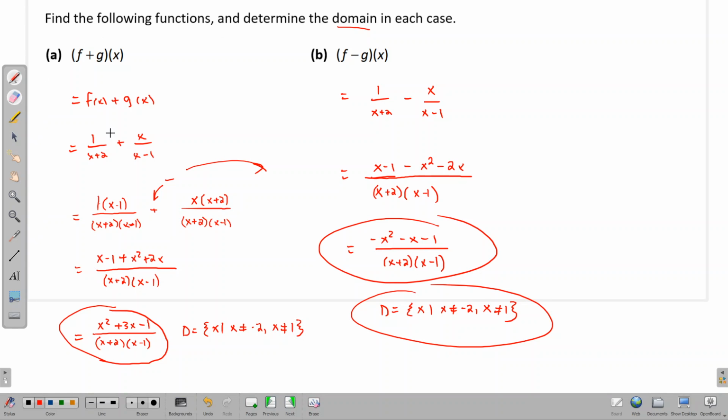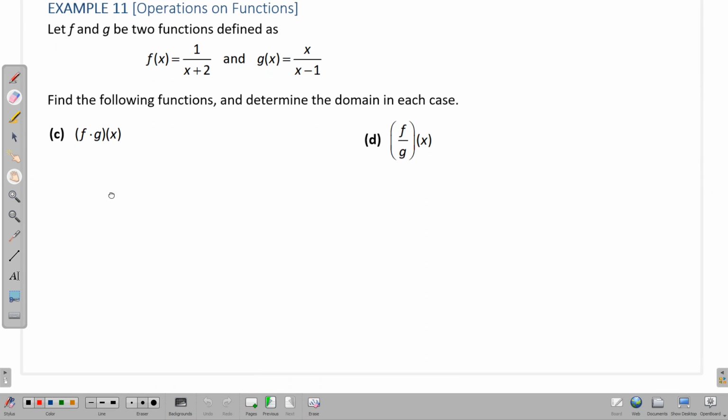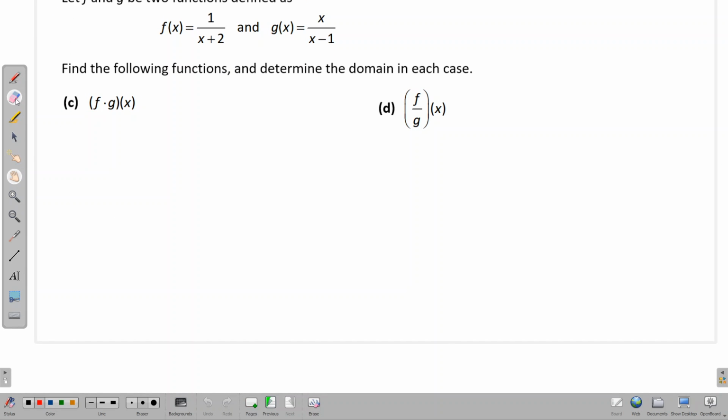All right, so that handles addition and subtraction. Let's look at multiplication and division. It turns out multiplication is going to be easier. Really, both of them are easier. So this definition is f of x times g of x, pointwise multiplication. So it is 1 over x plus 2 times x over x minus 1. When we multiply rational expressions, we just multiply numerators and multiply denominators. You don't need anything common, you just multiply across. So the numerator is x, the denominator is x plus 2 times x minus 1.